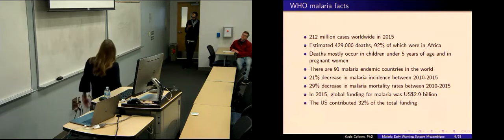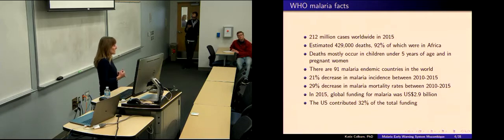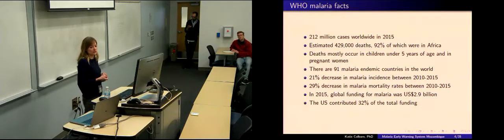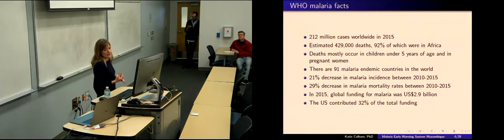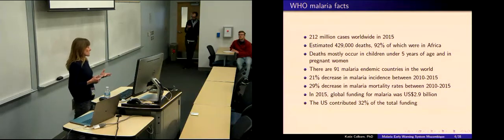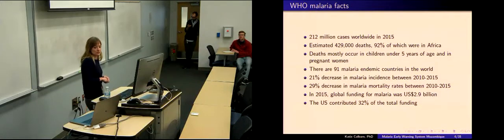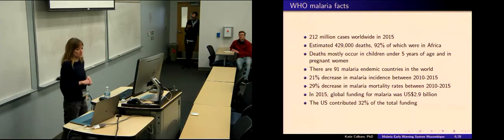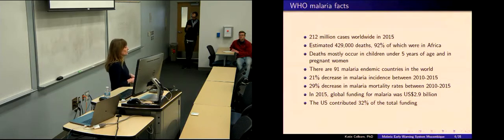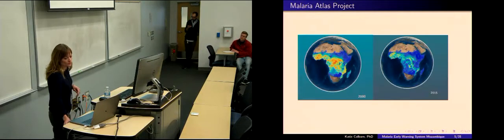So malaria is the clinical manifestation of the parasitic infection. The global burden of malaria, just briefly: there were 212 million cases worldwide in 2015, an estimated 429,000 deaths, 92% of which were in Africa. Deaths mostly occur in children under 5 and pregnant women. There are 91 malaria endemic countries in the world. There's been some recent progress: a 21% decrease in malaria incidence between 2010 and 2015, and a 29% decrease in mortality. And the U.S. contributes a lot of money annually to the global malaria burden, 32% of the total across the world.